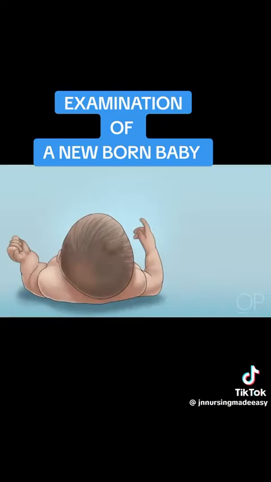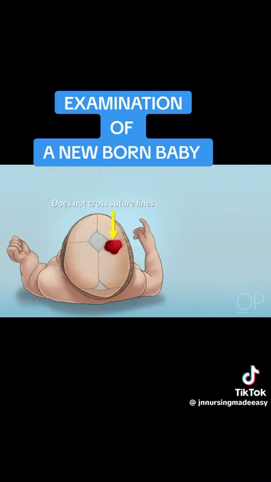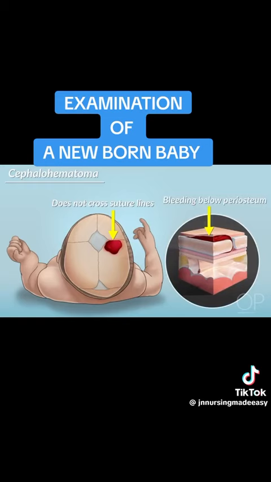Check the infant's skull for bruising and swelling. A bruise that doesn't cross the suture lines is called a cephalohematoma, which is caused by bleeding below the periosteum and is more common in births assisted by a vacuum or forceps. These infants are at increased risk of jaundice due to the breakdown of hemoglobin as the bruise resolves.